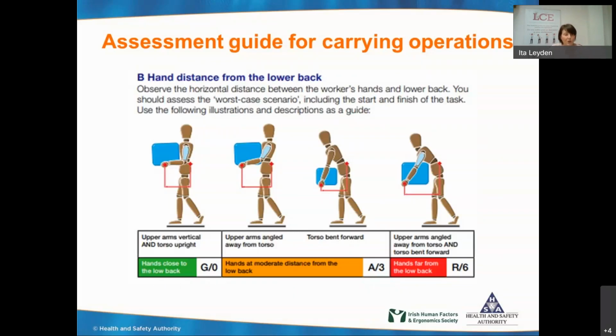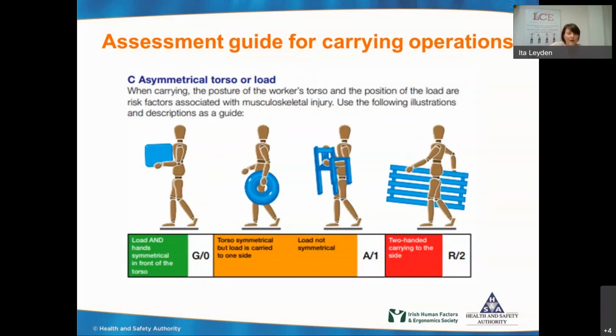The hand distance from the lower back is the same again. So again, you're looking at the same graphics here and the same scoring. Now, however, we're looking at the asymmetrical torso or load. We don't have a vertical lift because we're carrying, so it's already up. So now we're looking at how we're carrying the object, weight or load relevant to our torso. So if it's in front of our torso, it's a green 0. If it's to the side, it's an amber 1. And if it's a two-handed operation to the side, it's a red 2.